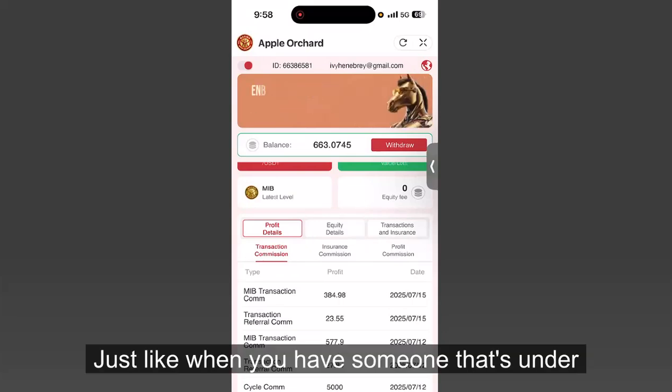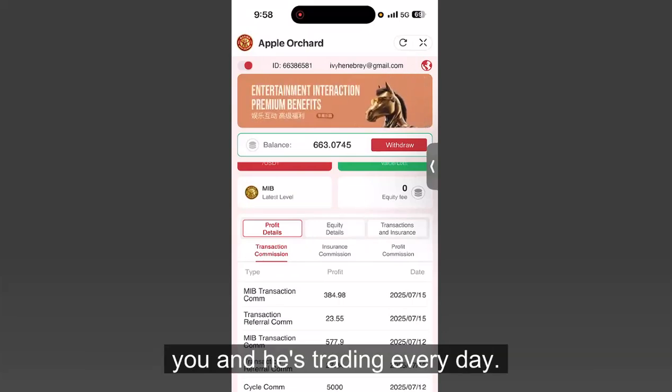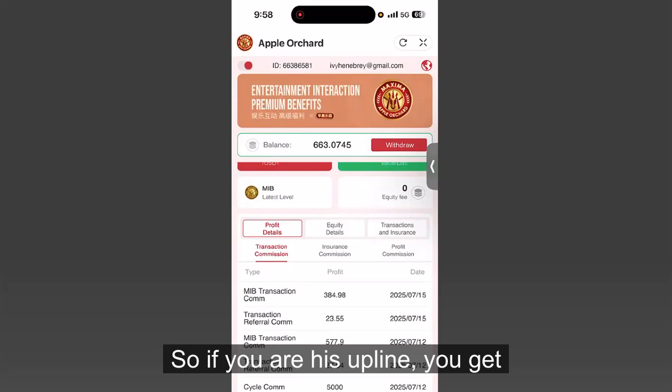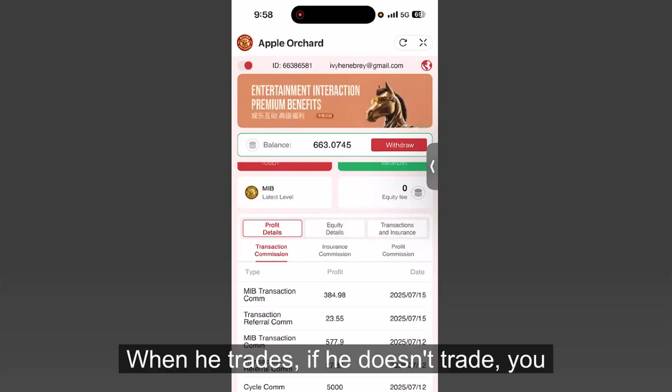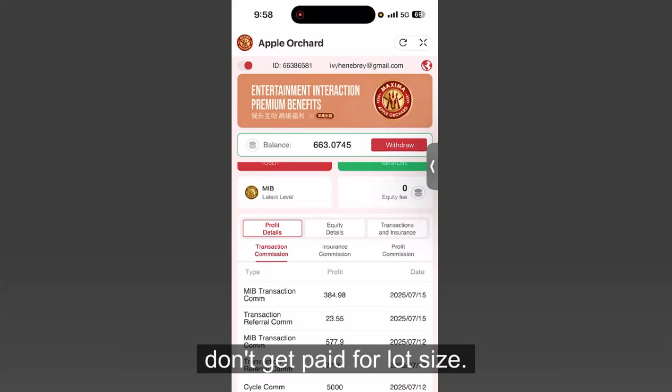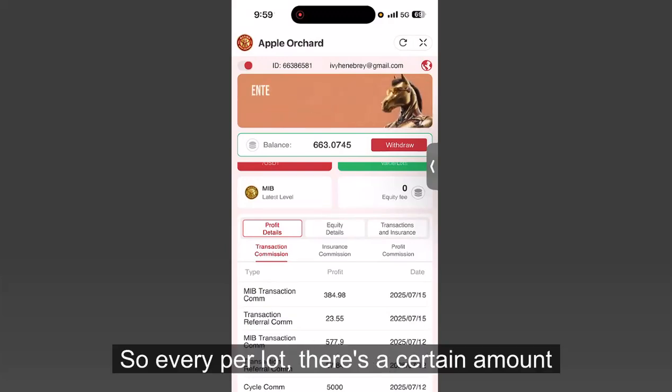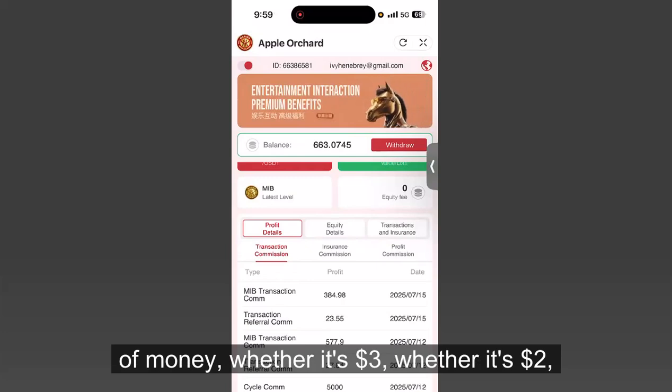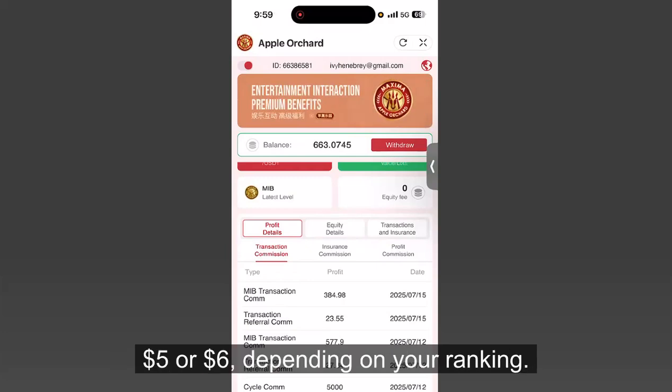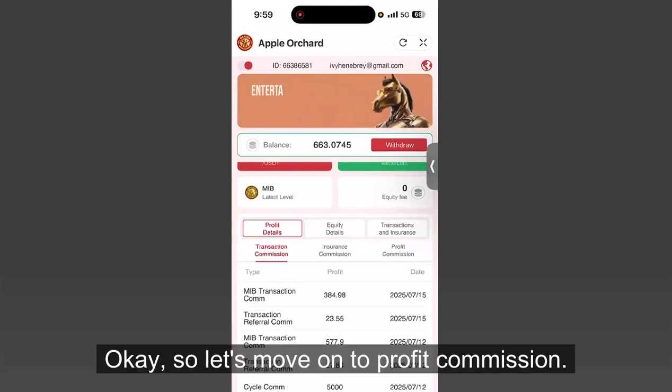Just like when you have someone under you and he's trading every day. So if you are his upline, you get paid when he trades. If he doesn't trade, you don't get paid for lot size. Okay, so for every lot, there's a certain amount of money, whether it's $3, $2, $5, or $6, depending on your ranking. Okay, cool.